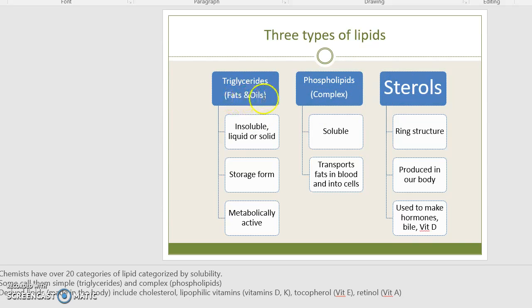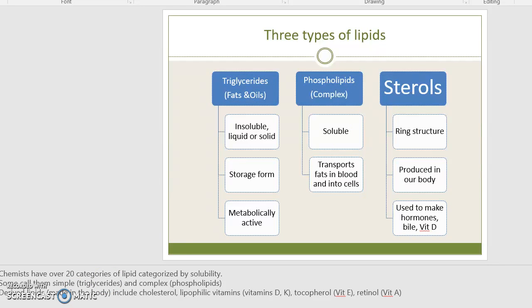Triglycerides is the most common. It's what we eat in our food. It's how fat travels in our blood, mostly. Sterols is what you think of when you think of cholesterol. It's largely made up of sterols, which is a ring structure, a different structure than triglycerides. Phospholipids are different again because they are soluble in water, unlike the other two types of lipids. So you'll learn about those.